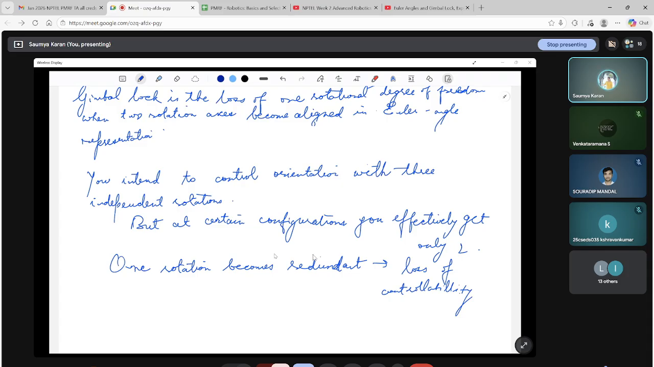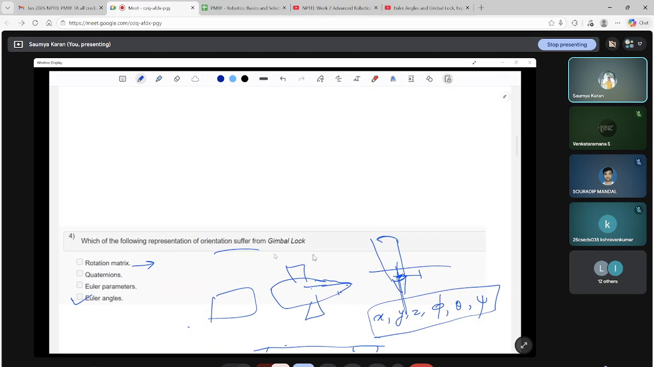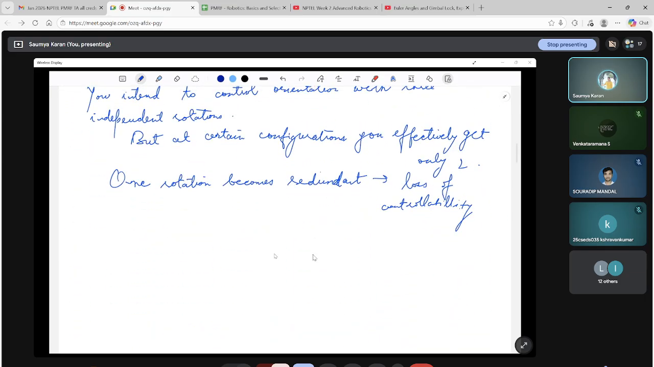So quaternions represent orientation as a unit vector in 3D. Along with this phi theta psi, you have another representation which comes into the picture, and there is no intermediate rotation axis, so no singular configurations arise there. We'll have a question later on. And the third option was Euler parameters, right? Euler parameters are the same as quaternions, just a different name used in rigid body dynamics. So they inherit the same advantages.